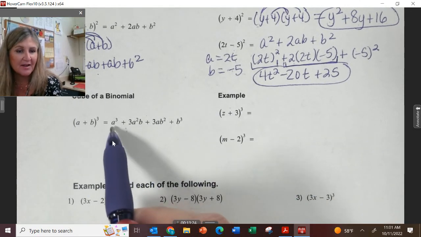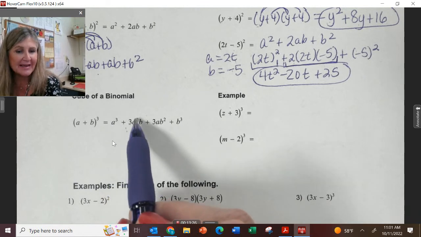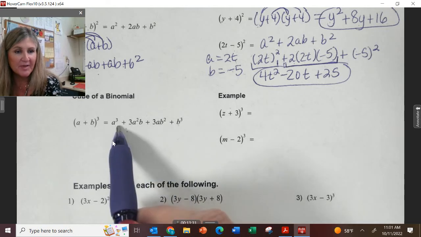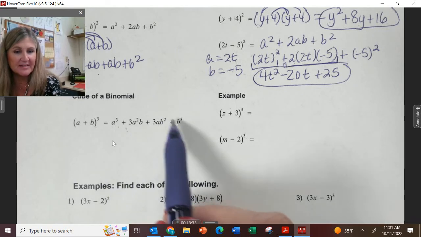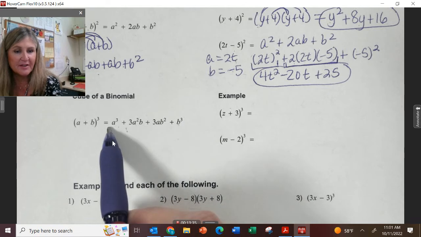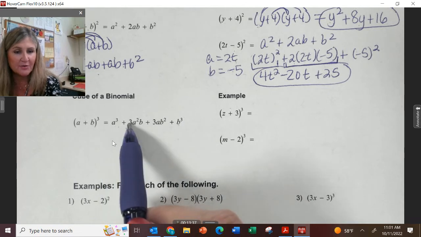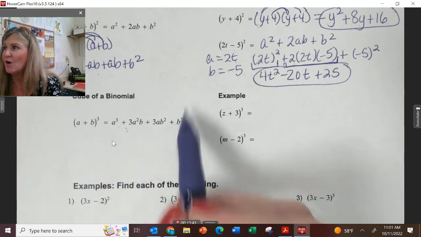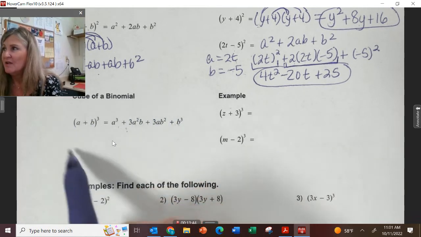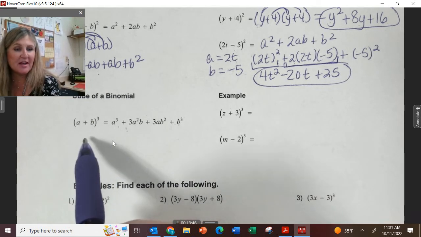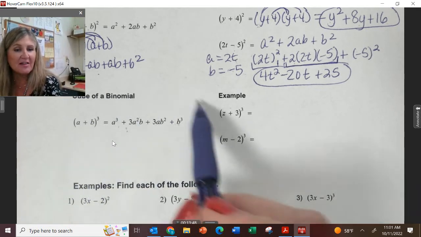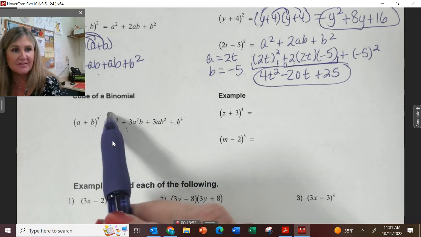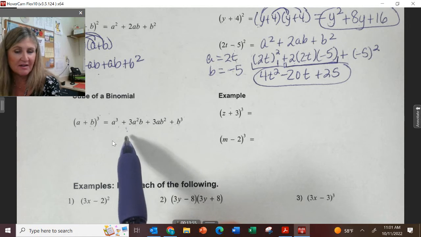Look at the pattern. A to the third, a to the second, a to the first, no a. No b. B to the first, b to the second, b to the third. Look at the coefficients. 1, 3, 3, 1. This pattern will always hold true. When we work together on Thursday on Pascal's triangle, we're going to develop these formulas for a plus b to the fourth, a plus b to the fifth, on and on and on.